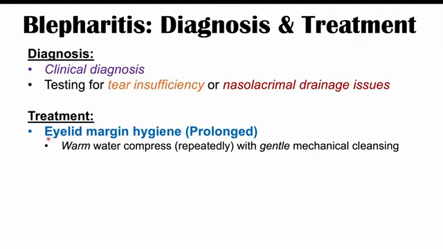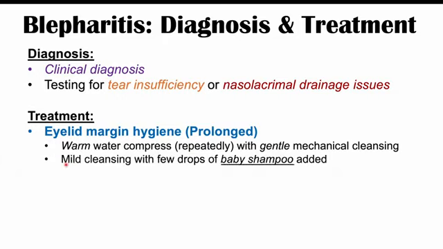So what is performed in eyelid margin hygiene? This is performed by the patient, and the clinician will teach the patient to do this. They will have the patient use a warm water compress, with some use of gauze, a Q-tip, or a clean cloth. They can compress their eyelids repeatedly with gentle mechanical cleansing. If there are any flakes or other debris around the eyelashes, it's important to remove that debris. What can often be mixed with the warm water to improve cleansing is a few drops of baby shampoo.